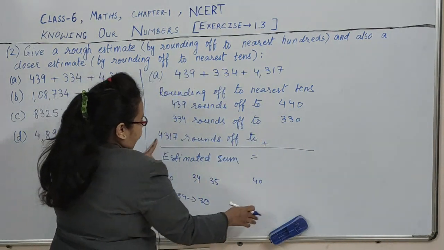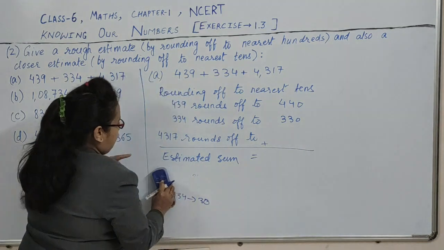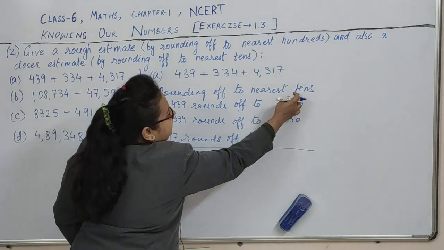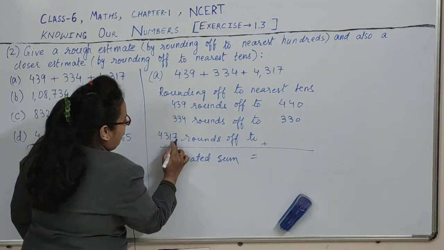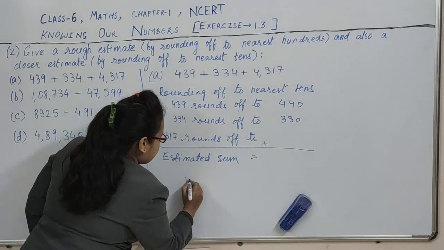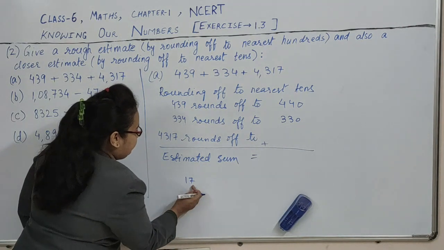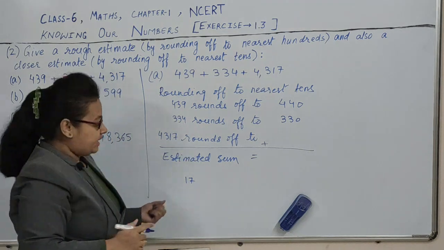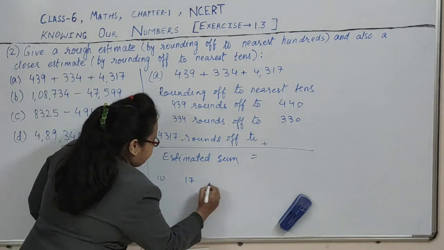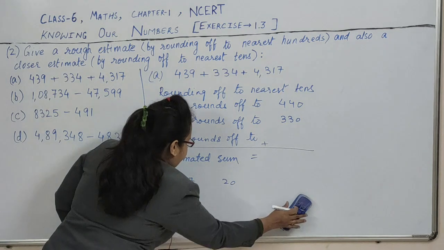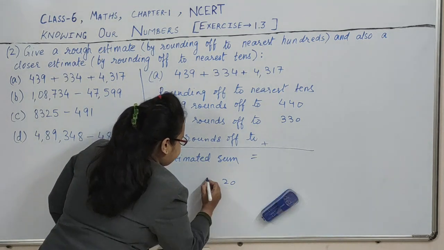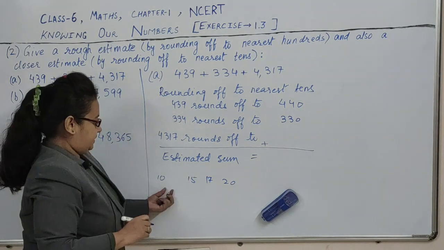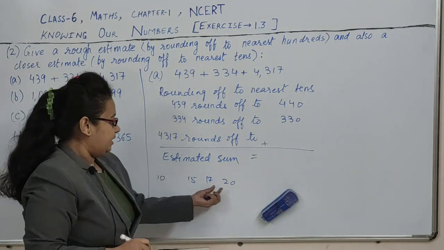Now 4,317. So what we have to see when we round off to the nearest tens, we have to look for the ones and tens digit. It is 17. If we look for the ones and tens digits, the number we get is 17, and it lies between 10 and 20. Okay. And the middle number for 10 and 20 is 15. Right? 15 is the middle number for 10 and 20.